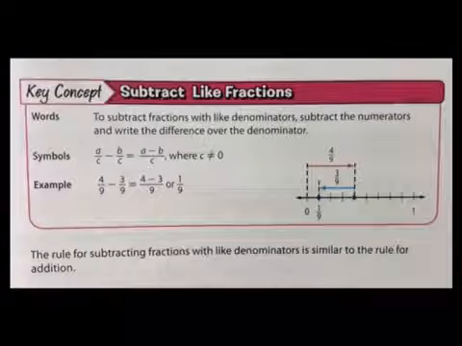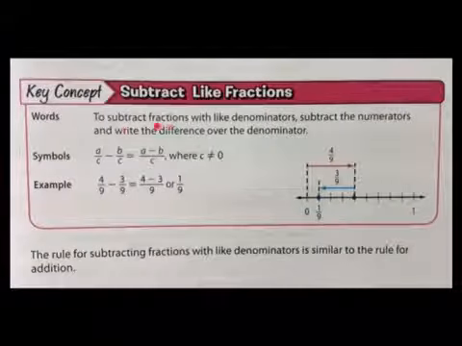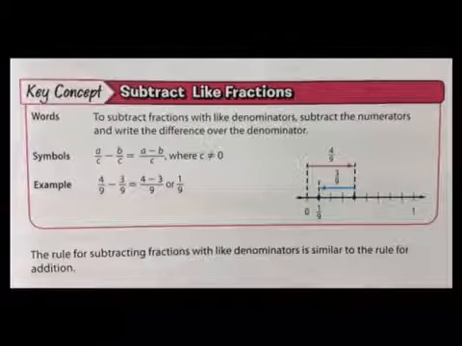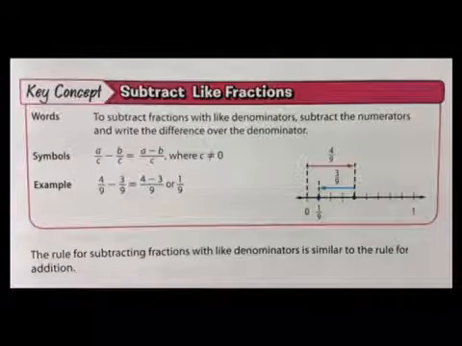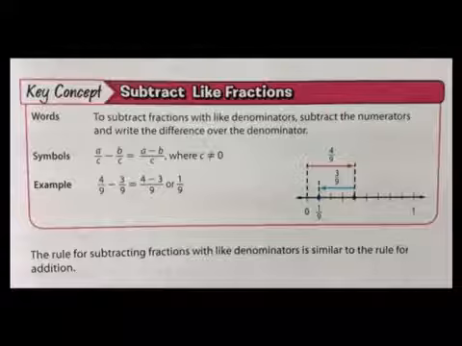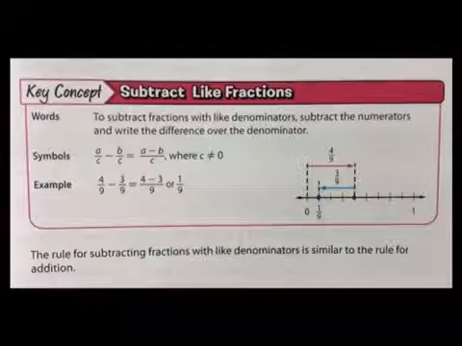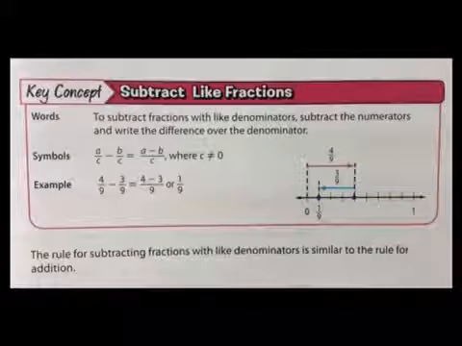So just a reminder of the key concept that we looked at earlier: to subtract fractions with like denominators, as we have here, the 9 and 9, subtract the numerators and write the difference over the denominator. So we're just subtracting. I have 4, and 4 minus 3 is 1, and I keep the same denominator, so it's 1/9.